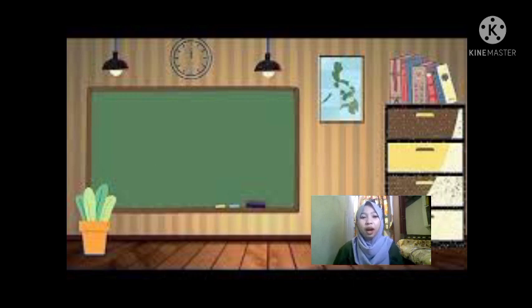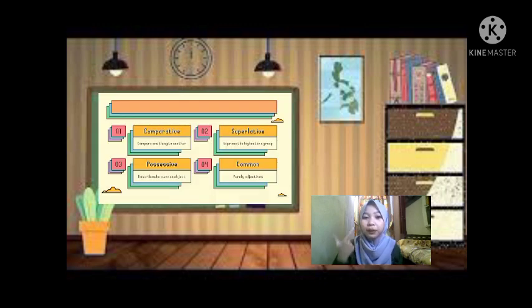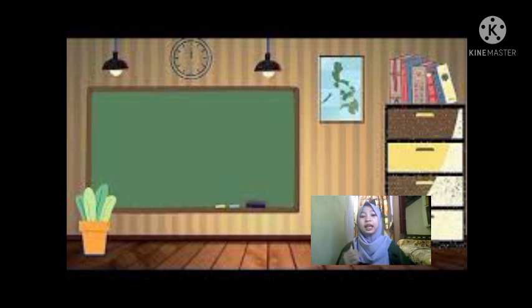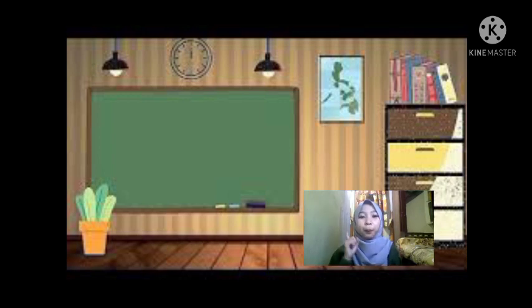But in this video, I will just give you an explanation of half of the types of adjective. Therefore, they are comparative, superlative, possessive, and common. For numbers 5 to 8, I will make a video next time about them. I will explain the adjectives one by one.